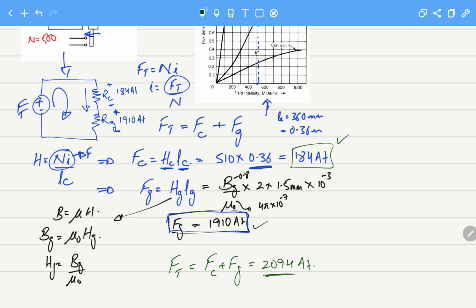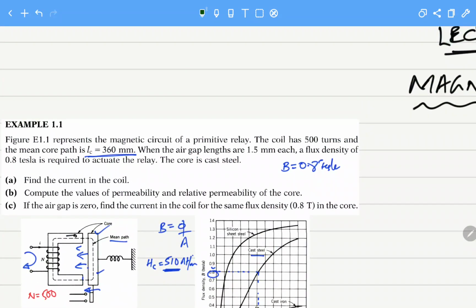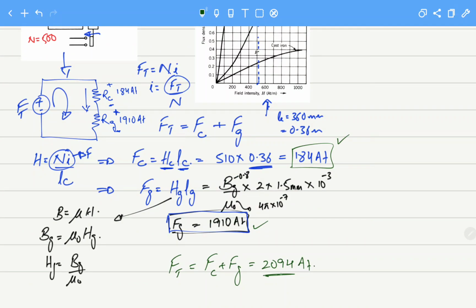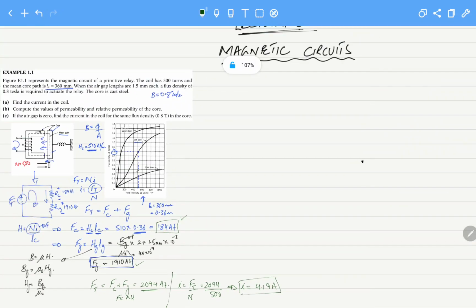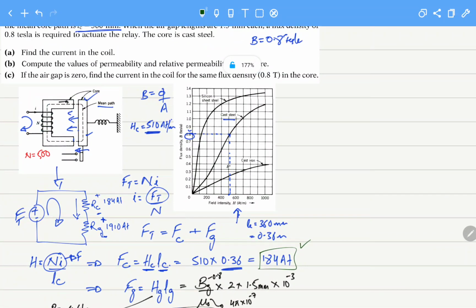2094 ampere turns. Now, going back to the original question: find the current in the coil. To produce this much magnetomotive force in our whole circuit, how much current is required? That we can easily calculate. We know F equals Ni, so I equals Ft divided by N, that is 2094 divided by 500, and the total current we need, the answer to our question, is 4.19 amps. So this is how we calculate the first part.